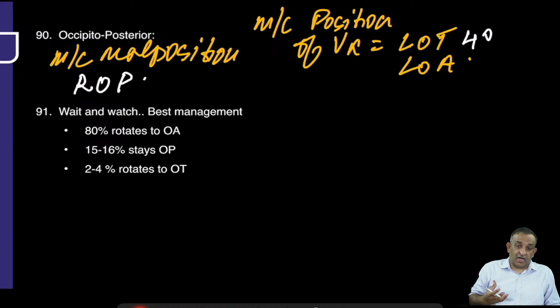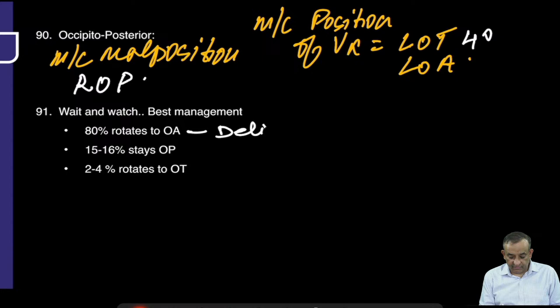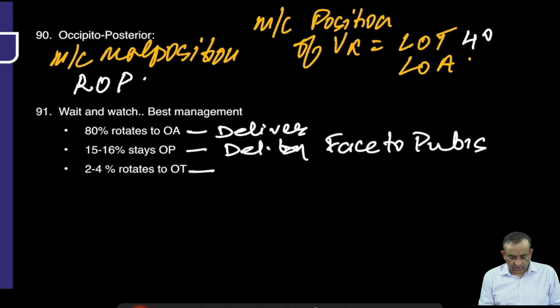And in occipito posterior, if you diagnose, wait and watch in labor. Why? Because in 80% cases, it rotates to occipito anterior and it delivers. Then 15 to 16% stays occipito posterior, and it delivers by face to pubis. This will also deliver. And 2 to 4% rotates to occipito transverse. If it goes to occipito transverse, you can complete the rotation manually with your hands and do a forceps extraction.